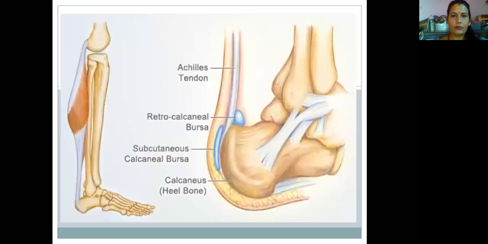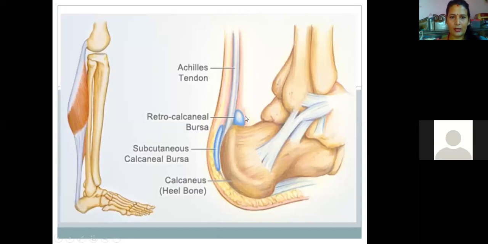We can see here in the figure, this is the bursa, this is the subcutaneous bursa, this is the retrocalcaneal bursa, and this is the tendon. This is the Achilles tendon, which connects the calf muscles and the heel.